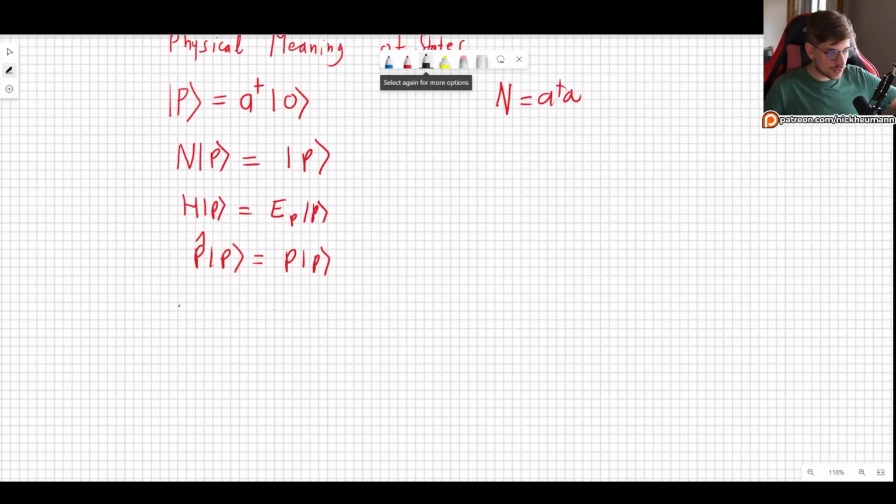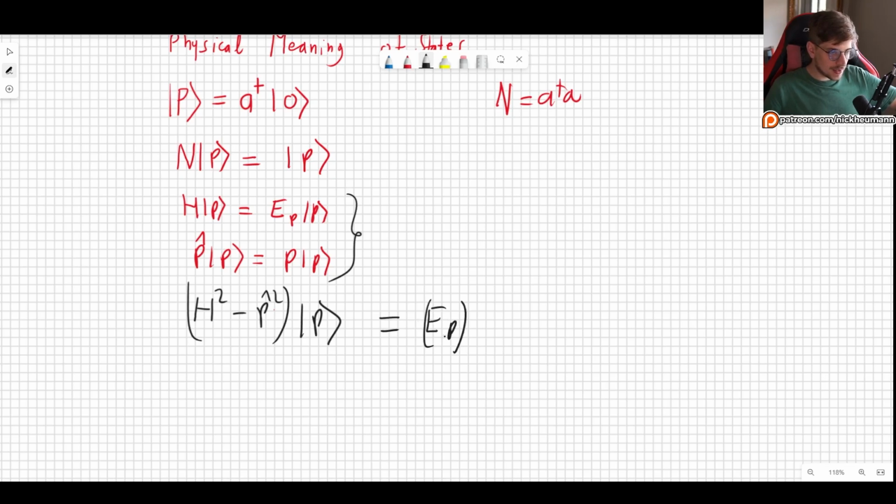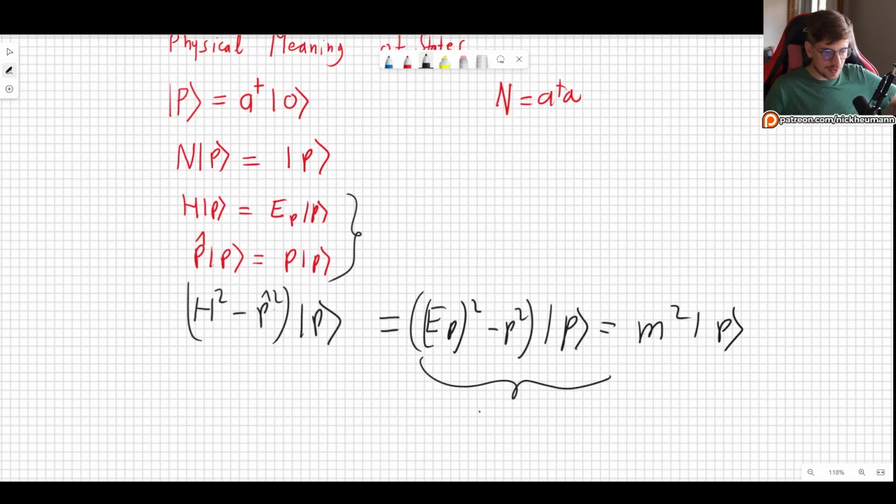Now from this, note of course, that if we take, for example, simply these two expressions here, we can construct that the Hamiltonian squared minus the momentum operator squared acting on p. Simply taking these two expressions squared and subtracting, we get E_p squared minus p squared acting on this state. And this thing right here is simply m squared times the state p. And this is simply what we have seen before. This is the Klein-Gordon equation for a single particle. So what we saw at the beginning of the course for a single particle.